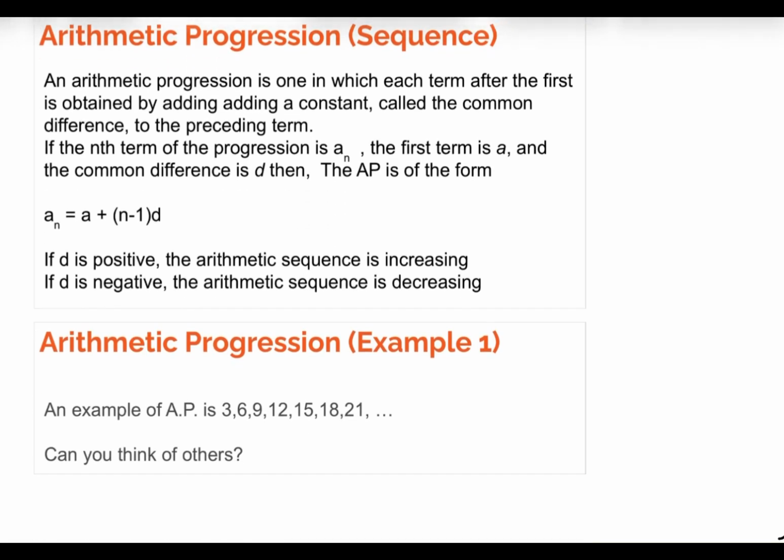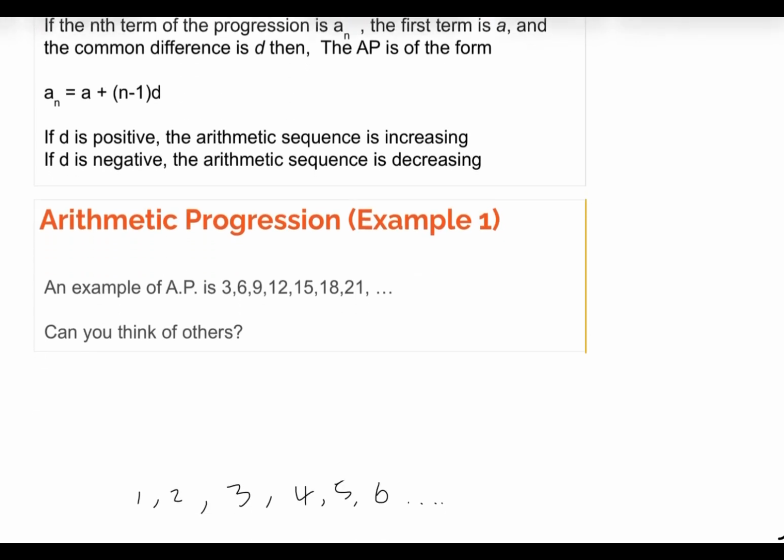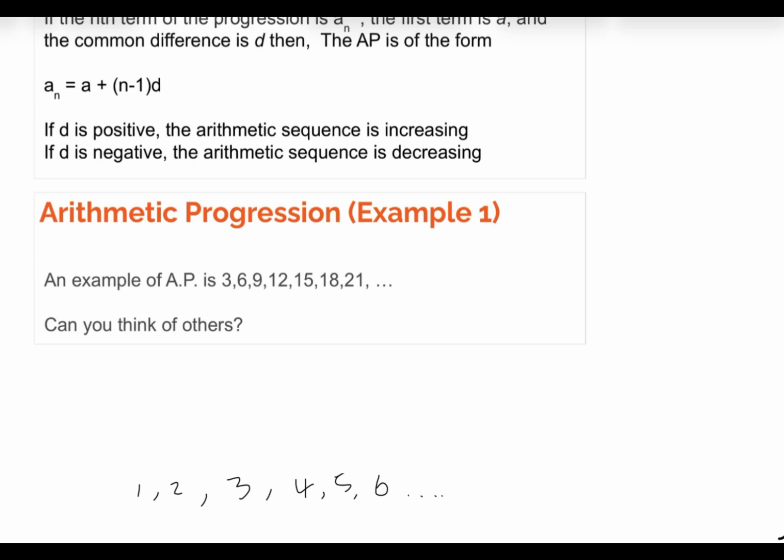Arithmetic progression example 1. An example of an AP is 3, 6, 9, 12, 15, 18, 21, and so on. Notice it starts with a first term, 3, and it is the same difference between each term. The difference between 3 and 6 is 3, between 6 and 9 is 3, and so on. Can you think of others? One quick one that usually comes to mind is 1, 2, 3, 4, 5, 6. Pretty easy.